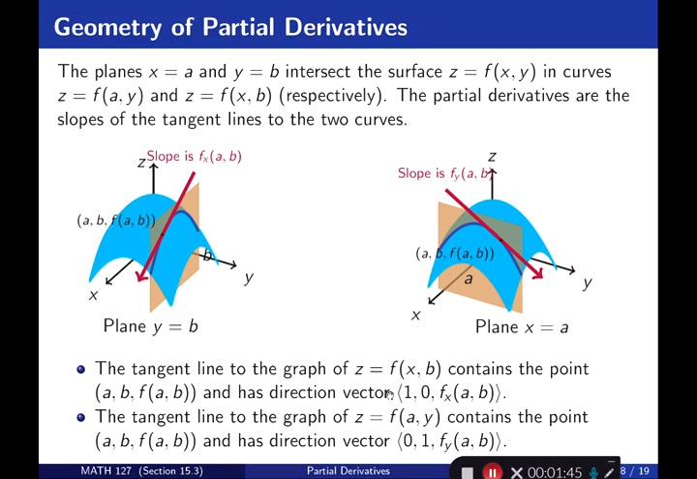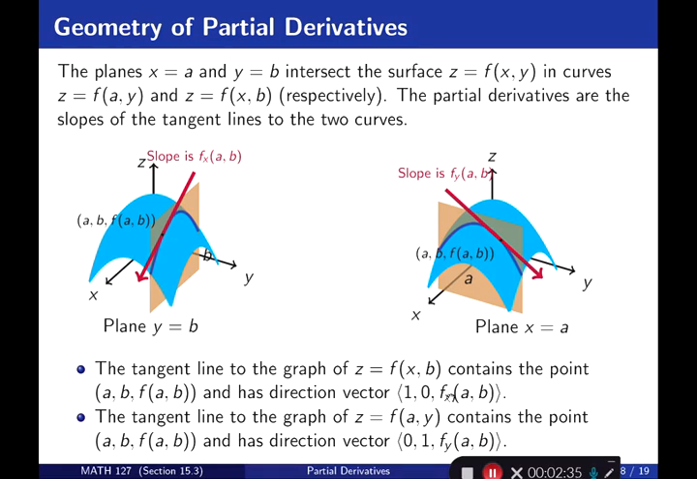We also know that on the plane xz, the slope of the line is f sub x of a and b. So one step in the x direction, in the z direction you have f sub x of a and b. In a similar manner, the tangent line to the graph of z equal to f of a and y, this time we're setting x equal to a constant, contains the point a, b, f of a and b, and has direction vector 0, 1, f sub y of a and b. This time x doesn't change, and every step in y changes z by f sub y of a and b.